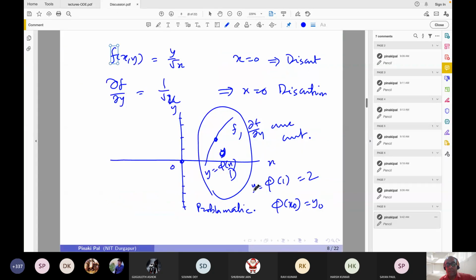It is guaranteed. Now, don't think that we have found the solution, but it is guaranteed that there exists a solution phi which will satisfy this. And we have not found phi for this particular problem.